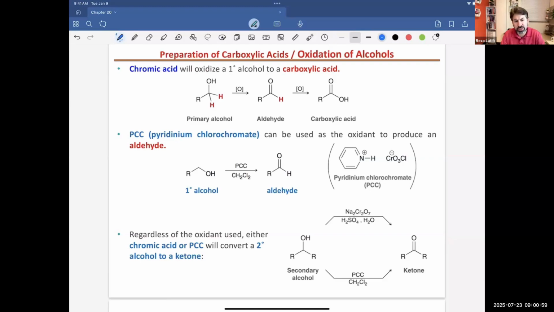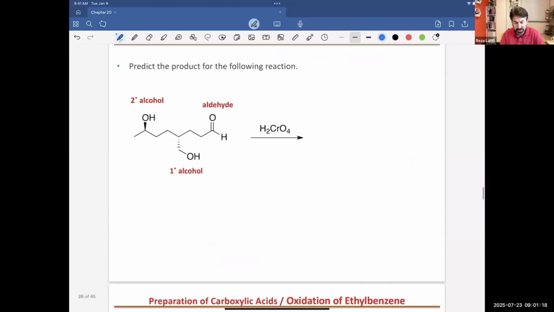For example, if you go with PCC, or pyridinium chlorochromate, that's going to take the primary alcohol and turn it to an aldehyde. And in the case of a secondary alcohol, whether you're using a harsh or mild oxidizing agent, the product will technically be just a ketone. And we have such a molecule that has a couple of functional groups.